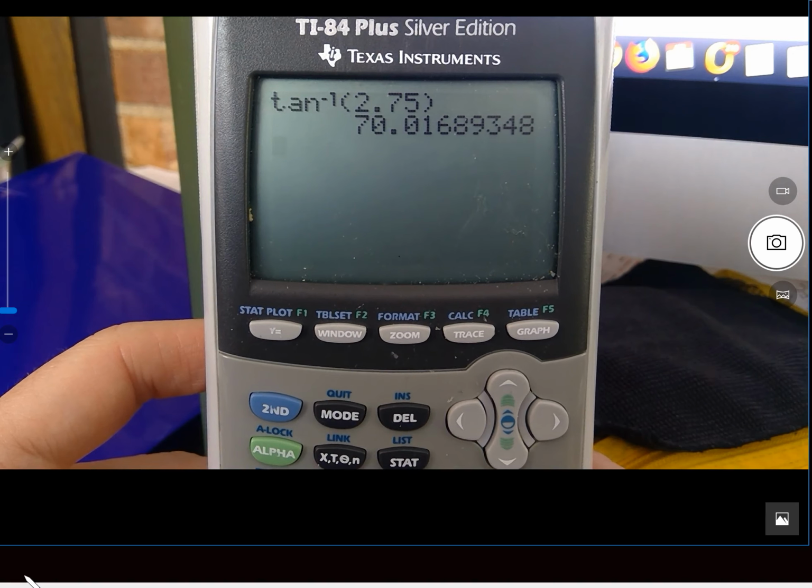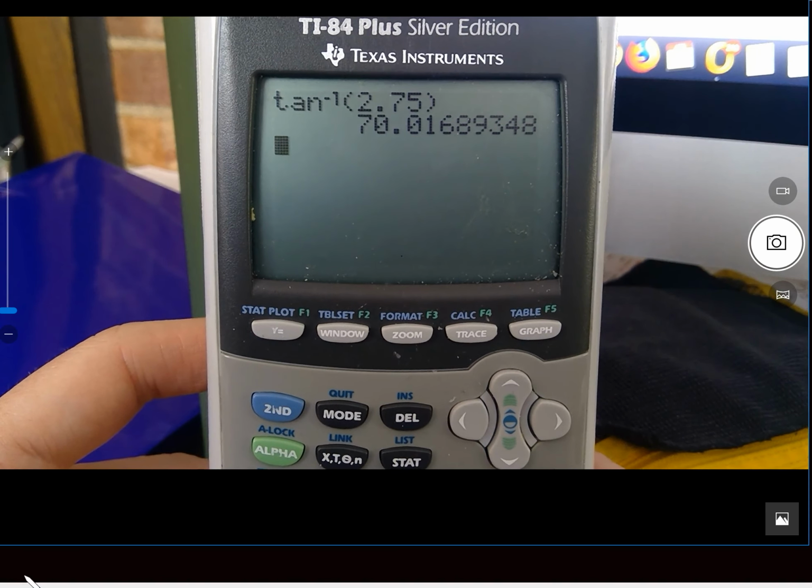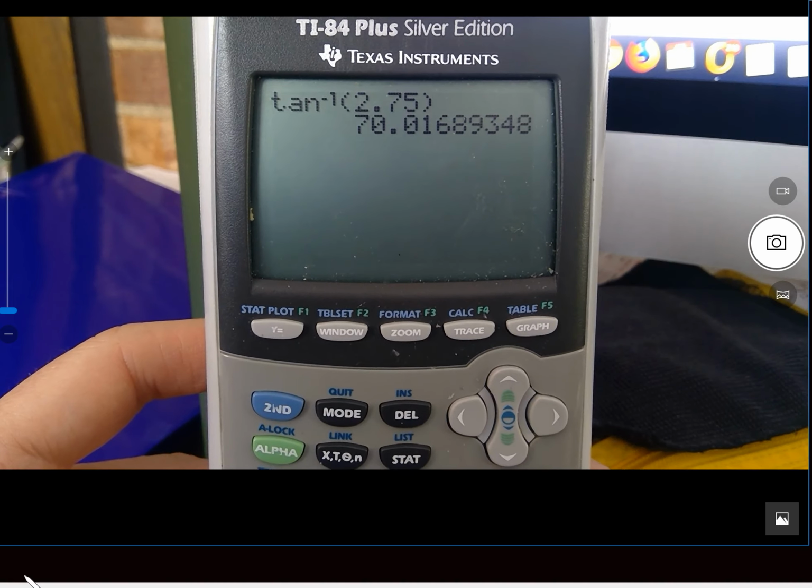70.02 degrees would be the angle whose tangent is 2.75, as long as that's an acute angle. There are other angles out there, but they're obtuse and they might be negative. Anyway, we'll talk about that later.